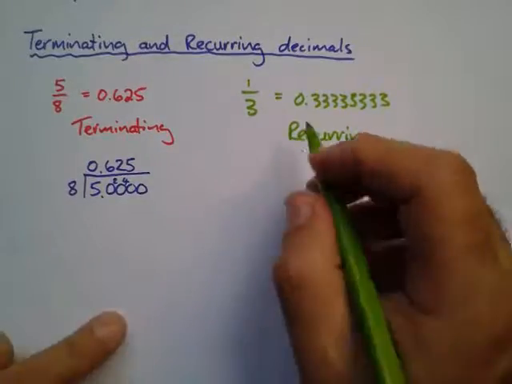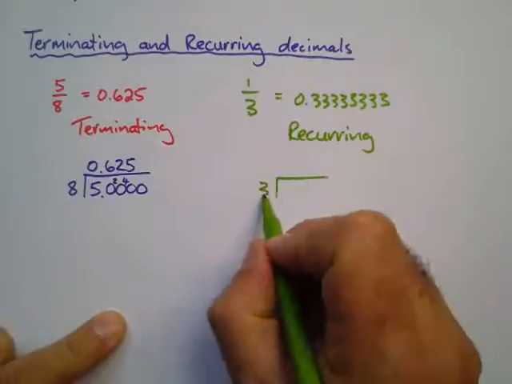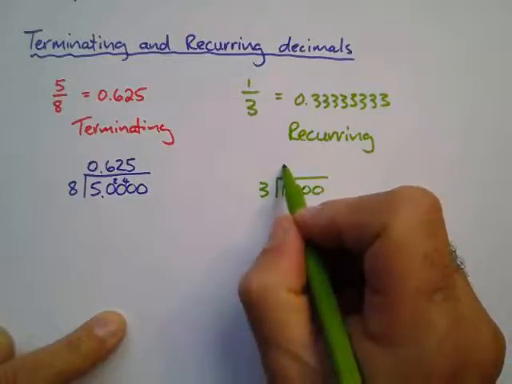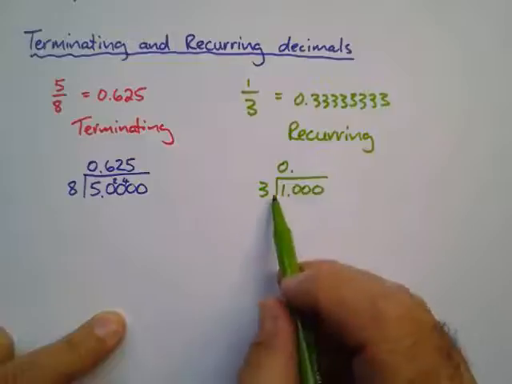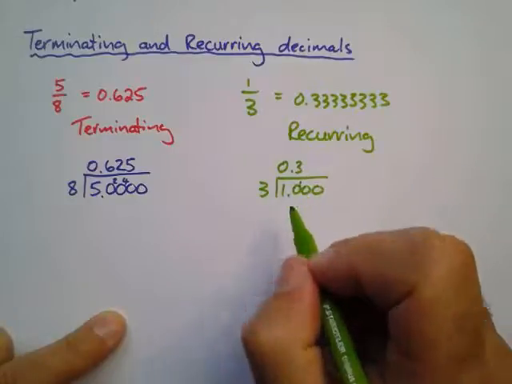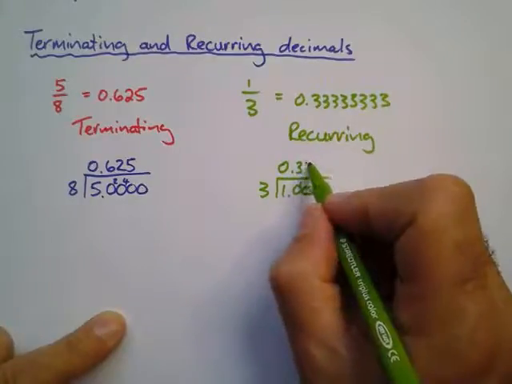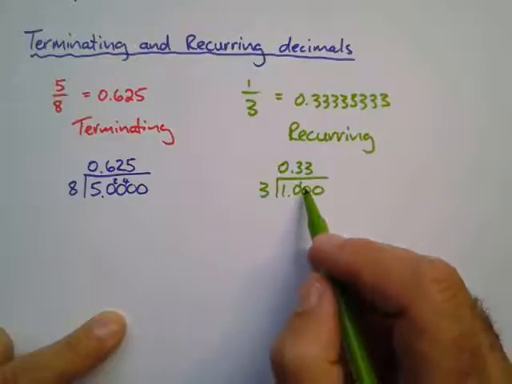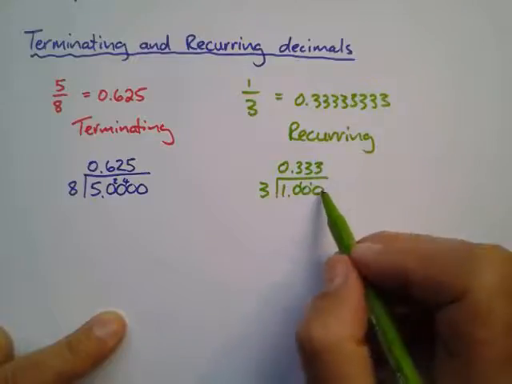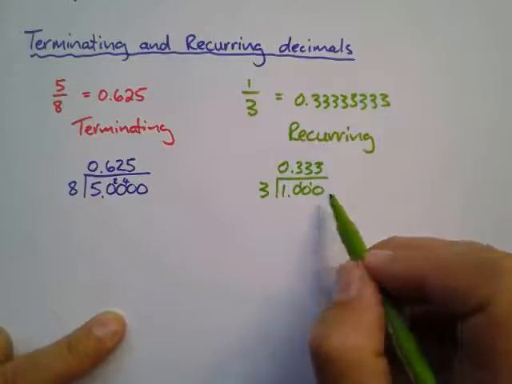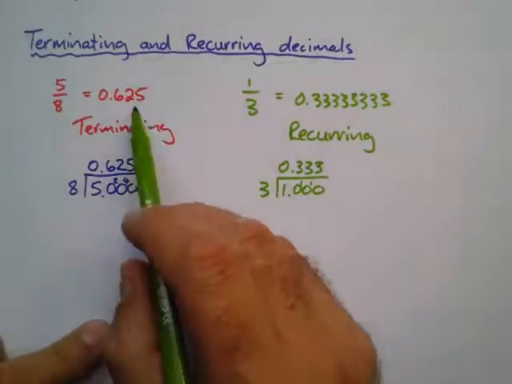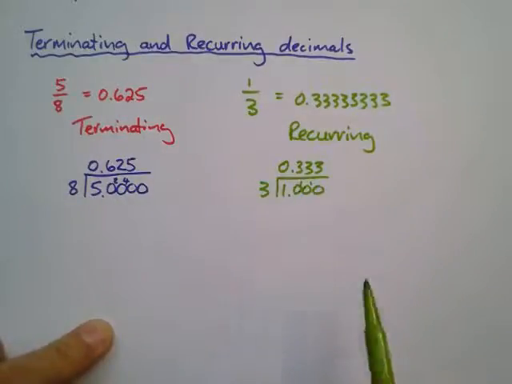Why is this recurring? If 3 divides into 1, and I put a couple of zeros there, 3 divides into 1 0 times, there's my decimal. 3 goes into 10 3 times. 3 times 3 is 9, 1 remains. 3 goes into 10 3 times. 3 times 3 is 9. 10 take away 9 is 1. You can see why this will just keep on happening, because we will keep on adding zeros and the same pattern will happen over and over again. So that is why some decimals are terminating and some of them are recurring.